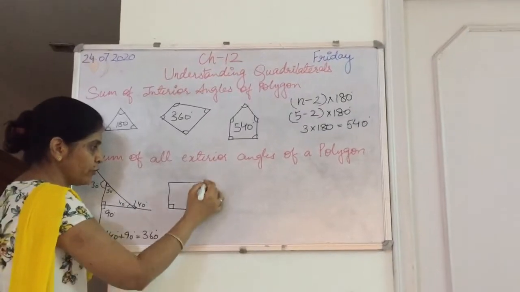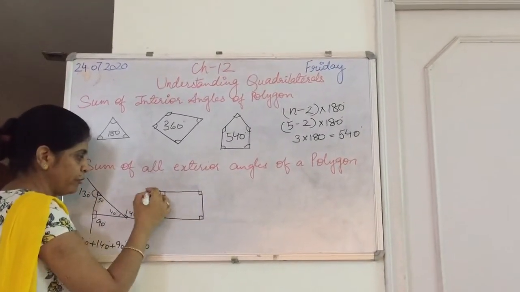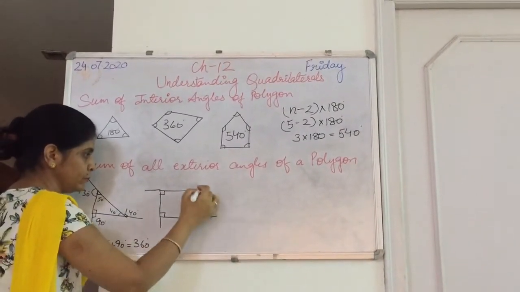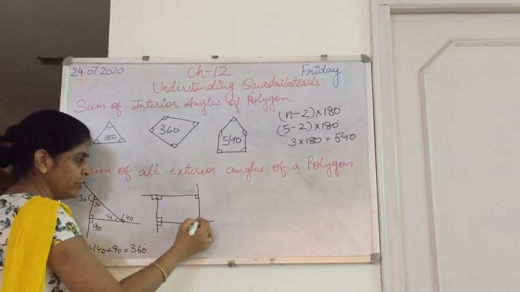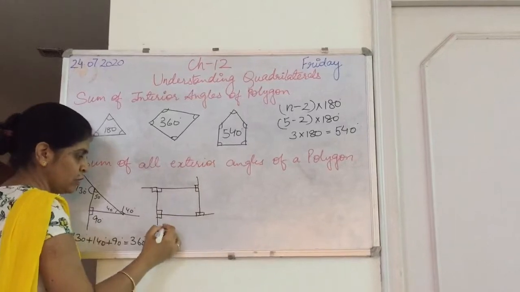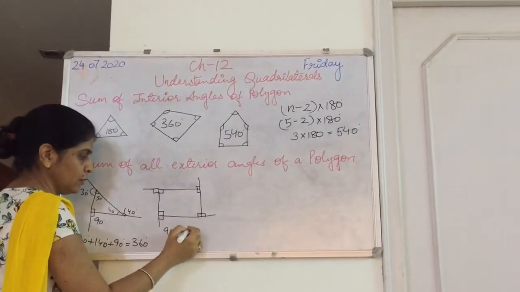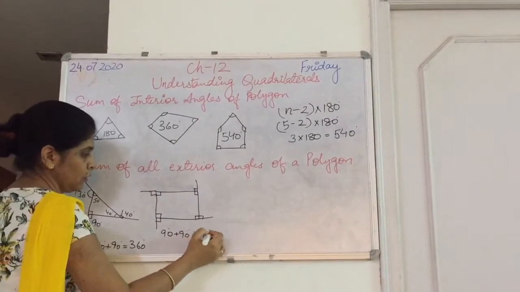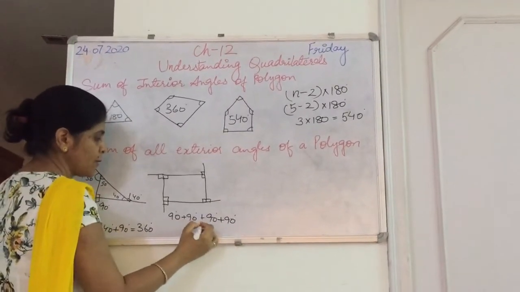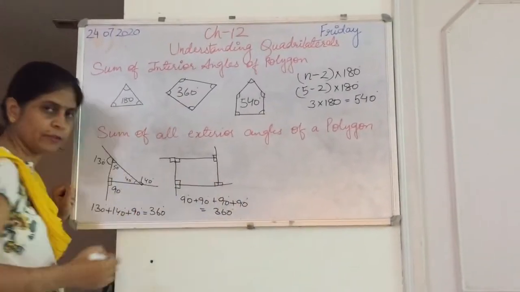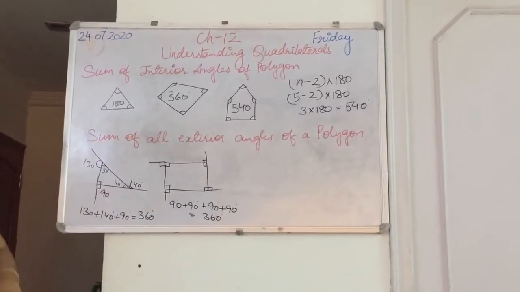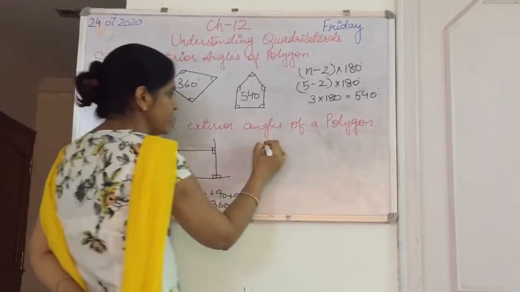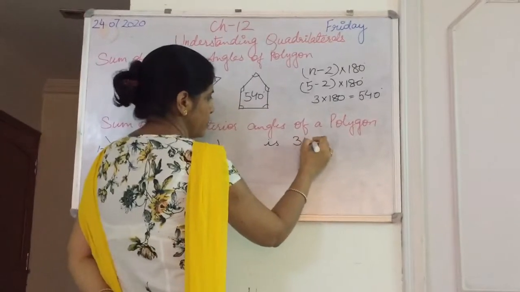In a rectangle, each angle is 90 degrees. So when we extended these lines, this is also 90, 90, 90, 90. So the sum will be 360. Yes, it is the same. So the sum of all the exterior angles of a polygon is 360 degrees.